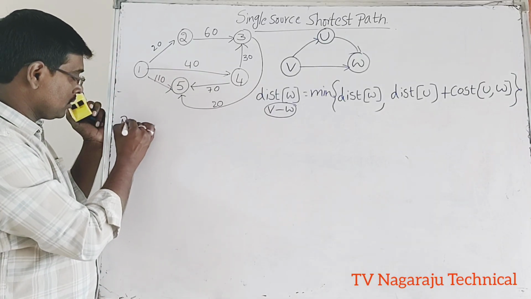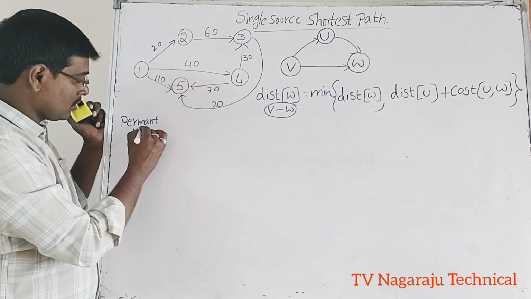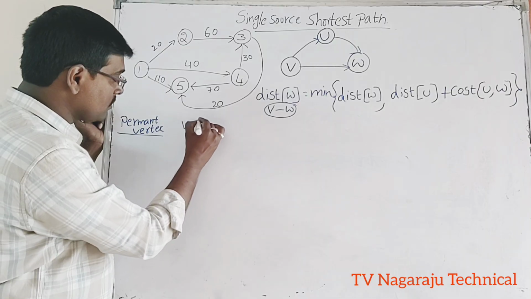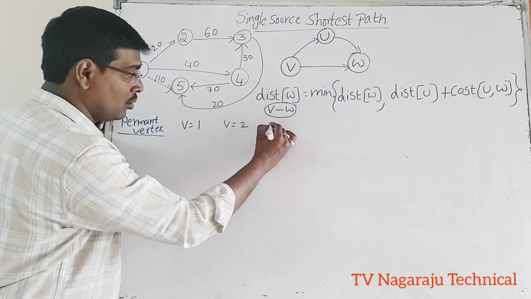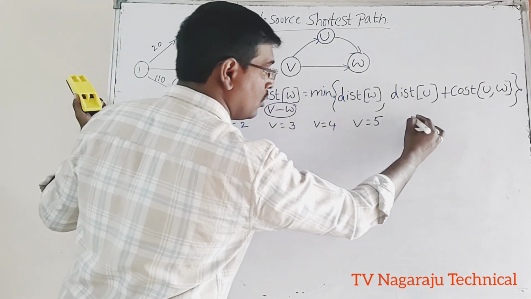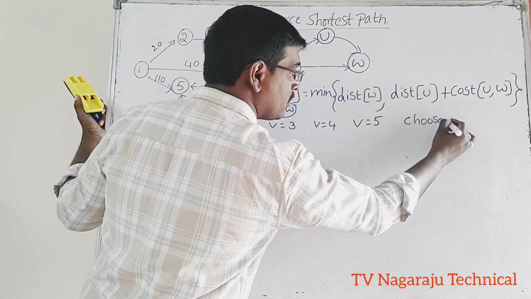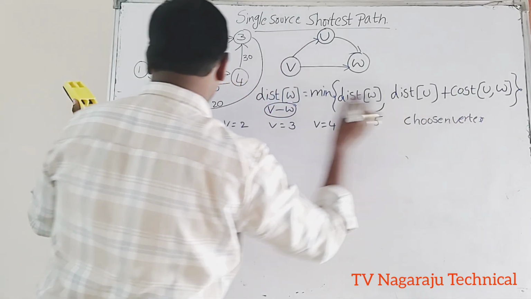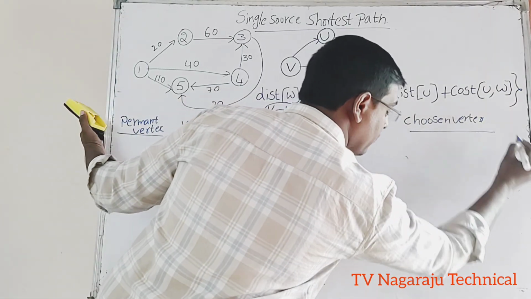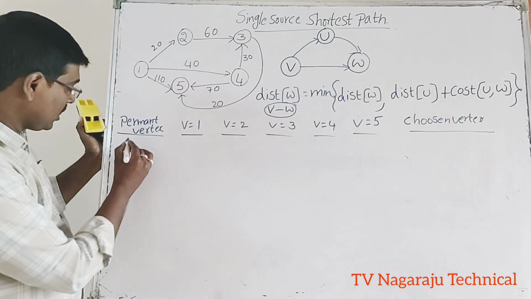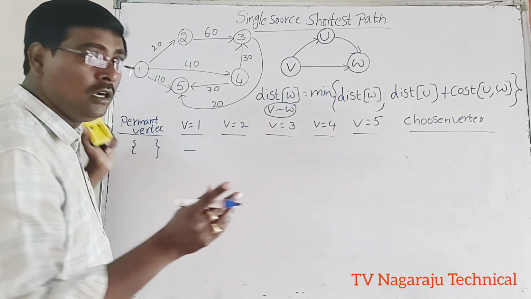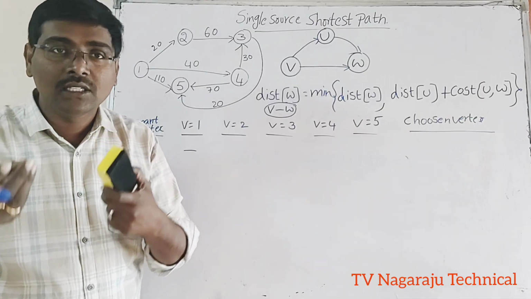Now you can apply this in a tabular format or do it step by step. What is the vertex that is completed? What are the different vertices? V is equal to 1, V is equal to 2, V is equal to 3, V is equal to 4, V is equal to 5. In each iteration, we choose a vertex. Initially, there is no vertex. Write down 1 to 1. No need to calculate, because 1 is the source vertex.